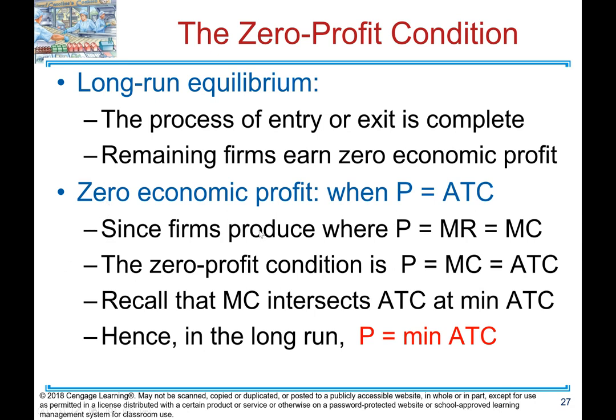So, zero economic profit is when price is exactly equal to ATC, or average total cost. Since farms produce where price equals marginal revenue equals marginal cost, the zero profit condition is price equals marginal cost equals ATC. Recall also that MC intersects ATC at its minimum, or minimum ATC. Hence, in the long run, price is equal to minimum average total cost.